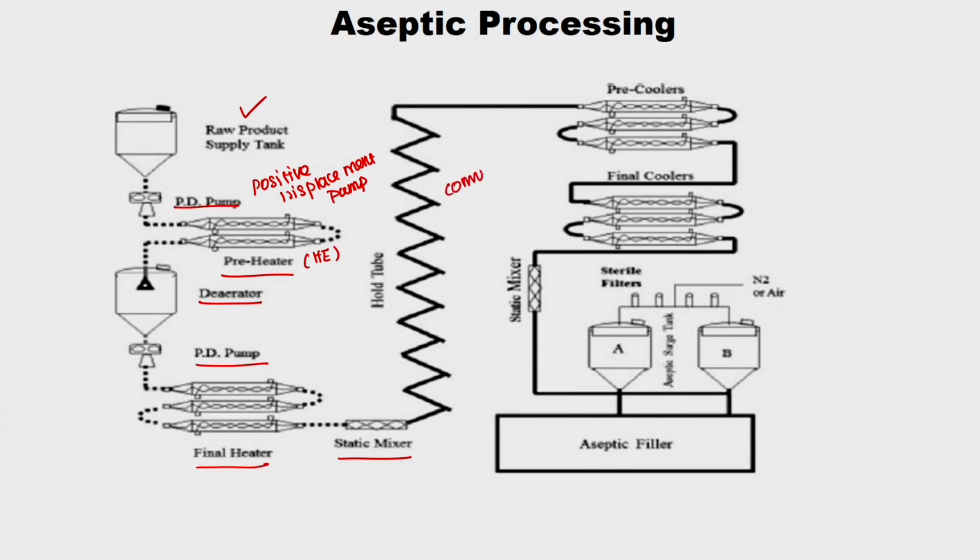Here is where your commercial sterility is being taken care of, and this is a pre-cooler, and this is a final cooler. Both are also heat exchangers, and here again one more static mixer, and the product comes here. So here you are maintaining the N2 or air, it is a sterile environment.